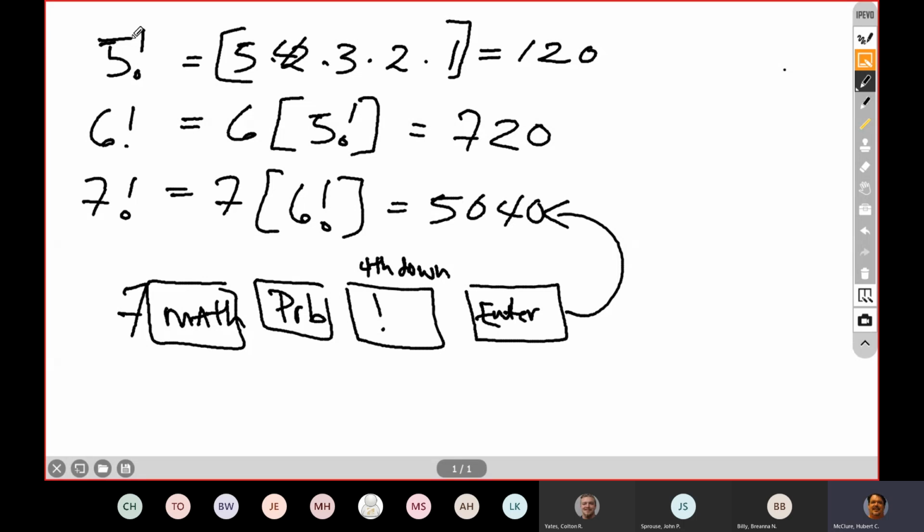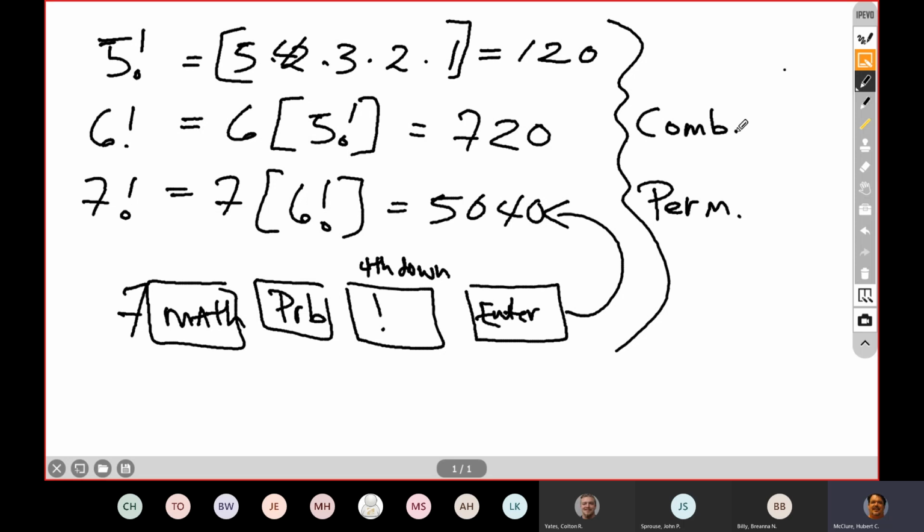All right, so that's factorial. Now, when do we use factorial? You're going to use factorial in several types of problems, but mostly in combination and permutation. We'll get to that in just a second. You're going to see the formulas for that. I'm not going to make you do the formulas. I'm going to make you do the calculator.